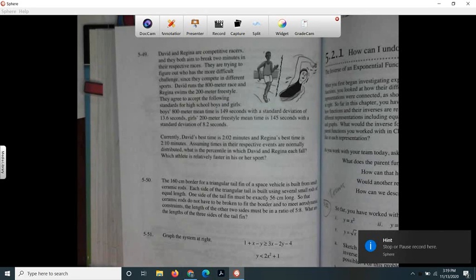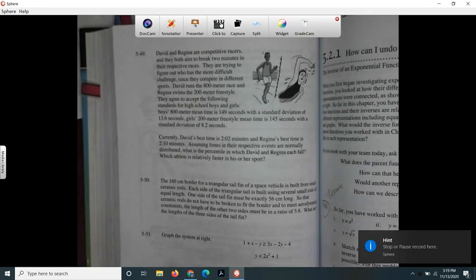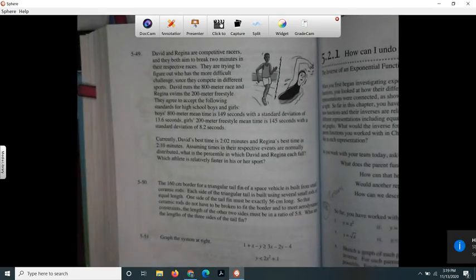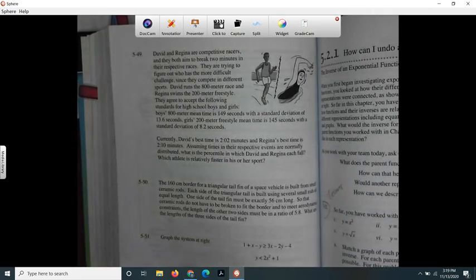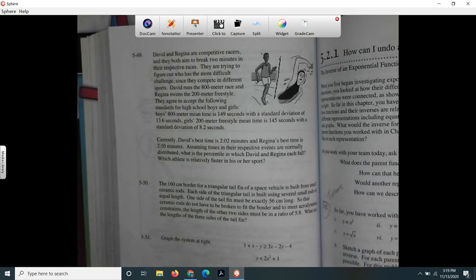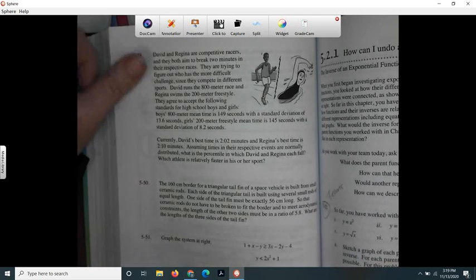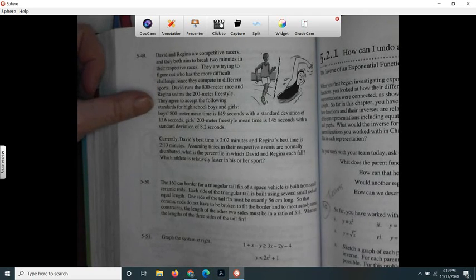Here's the integrated 3.5-49 problem. It says David and Regina are competitive racers and they both aim to break 2 minutes in their respective races. They're trying to figure out who has the more difficult challenge since they compete in different sports. David runs the 800-meter race and Regina swims the 200-meter freestyle.